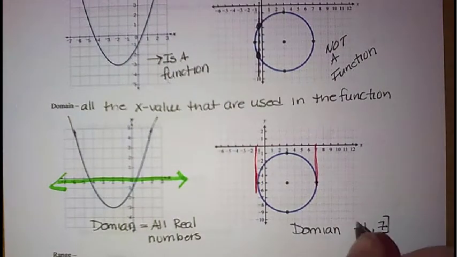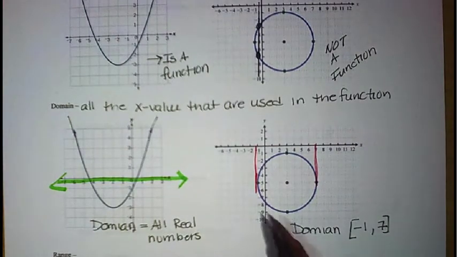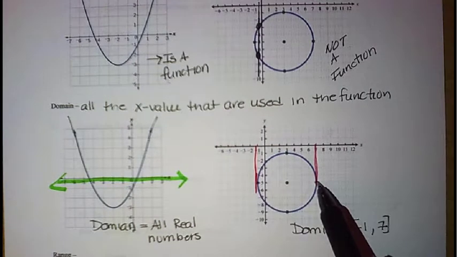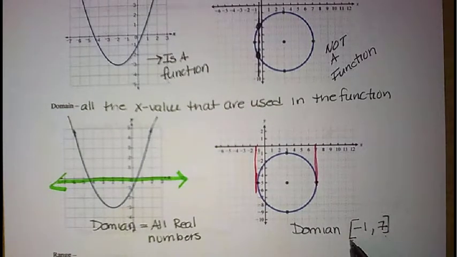and we're going to use closed brackets in this answer because we do have a value on our graph at -1 and we have a value on our graph at +7, and that's what those closed brackets mean, if you'll remember from when we were graphing inequalities.